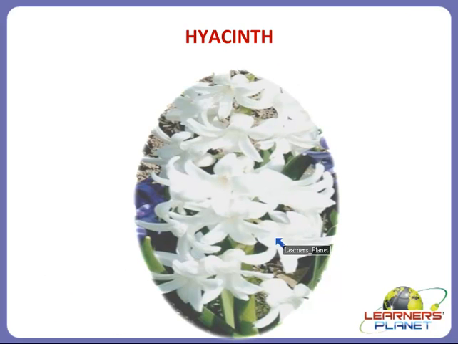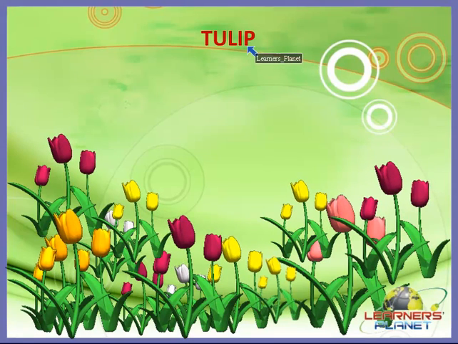Then hyacinth. So hyacinth is also such a type of plant which has got a special kind of stem, alright, and it grows into a new plant because of this stem only, right? So hyacinth is a plant that is grown from the stem into a new hyacinth plant, right? Then tulip. Tulip is also a type of plant which possesses a special kind of stem, right? And because of this special kind of stem, they are able to grow into a new plant.